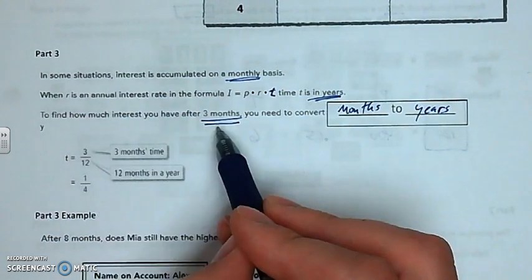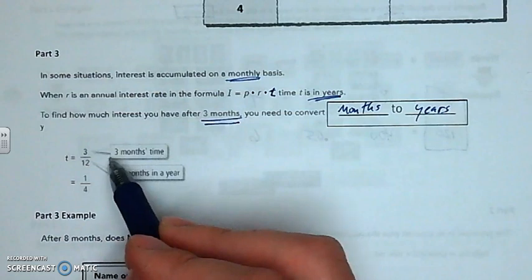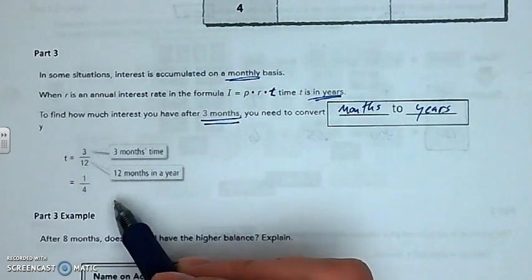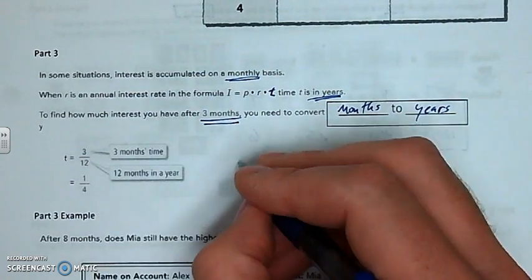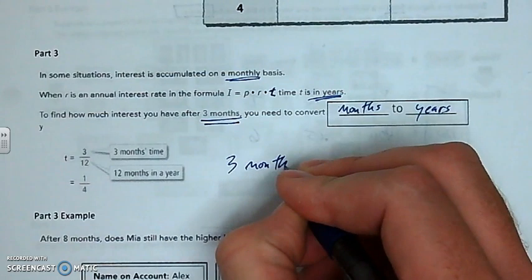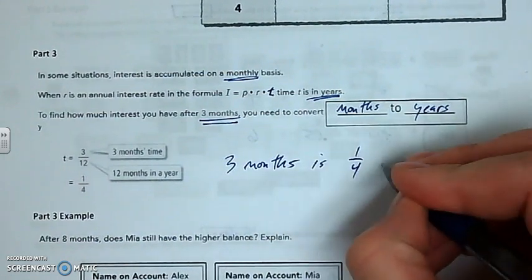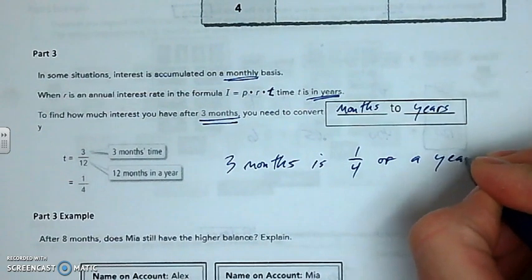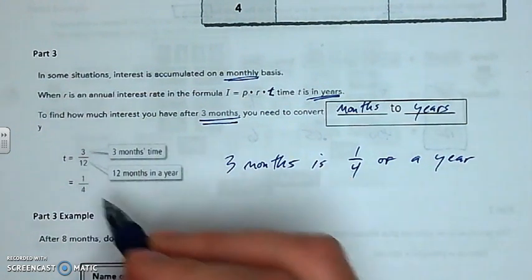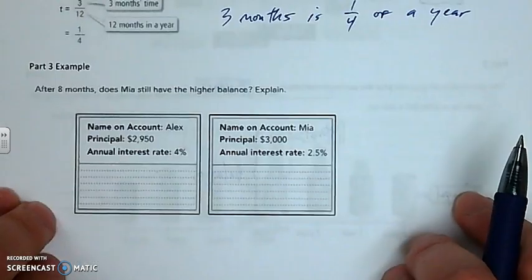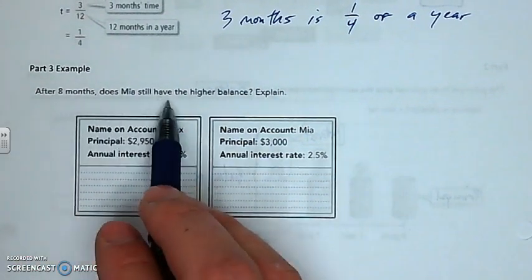So if we've earned interest for 3 months, that's 3 out of 12 months, right? 3 months out of 12 months, which is a year, reduces down to 1/4. So essentially 3 months is 1/4 of a year. 3 months is 1/4 of a year, 3 out of 12, okay? And then you reduce that down. Okay, the last part here, after 8 months, does Mia still have the higher balance?